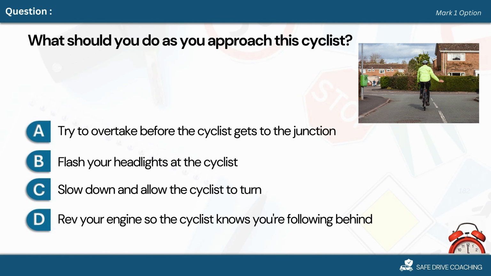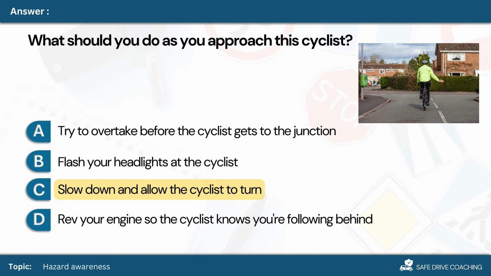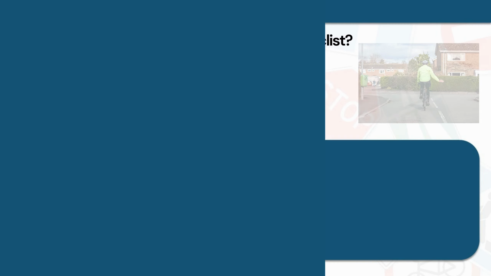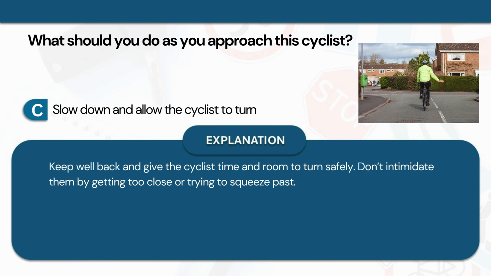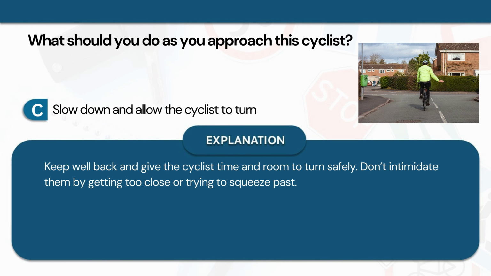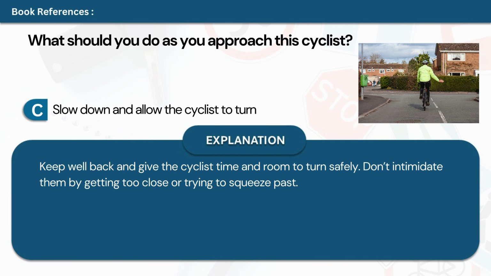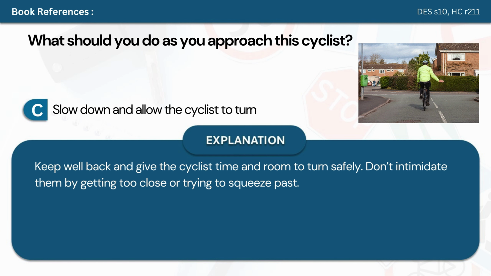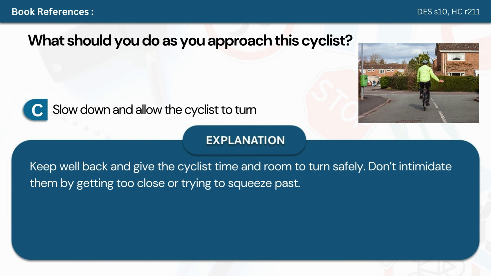The correct answer is C. Slow down and allow the cyclist to turn. Keep well back and give the cyclist time and room to turn safely. Don't intimidate them by getting too close or trying to squeeze past.